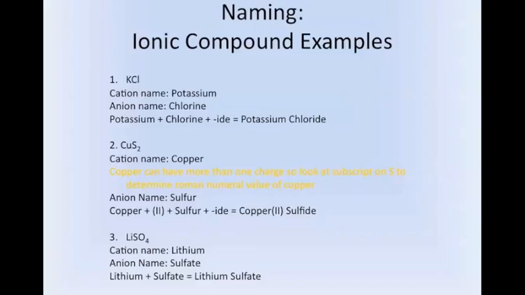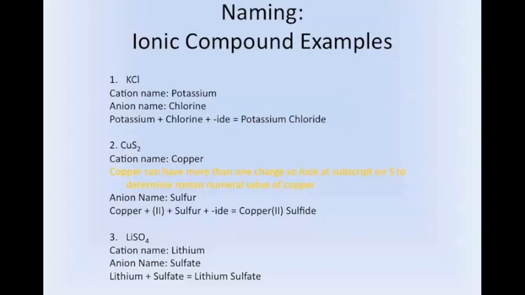So here are naming ionic compound examples. So KCl: you first need to identify the cation. The cation is potassium, as seen in the K. The anion name is Cl, which is chlorine, which comes from Cl-. So potassium plus chlorine plus the IDE suffix equals potassium chloride.